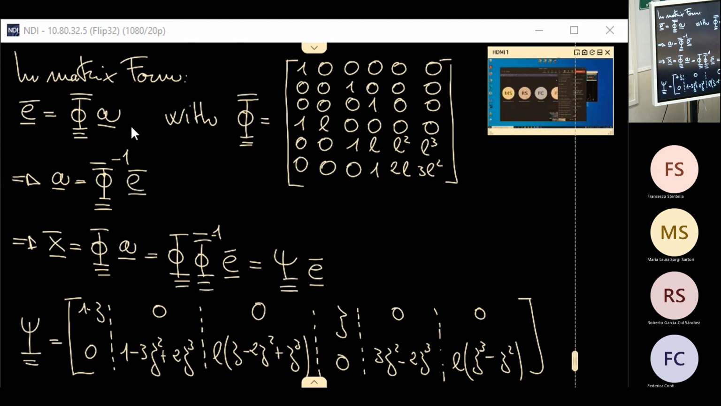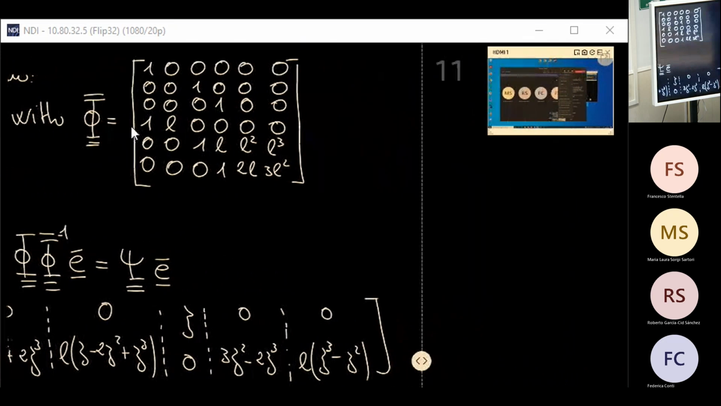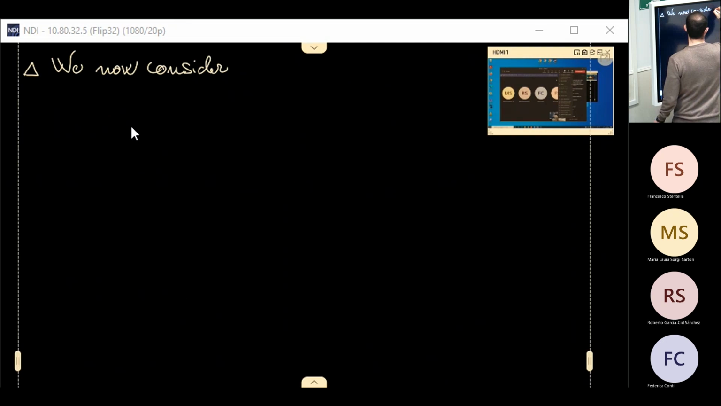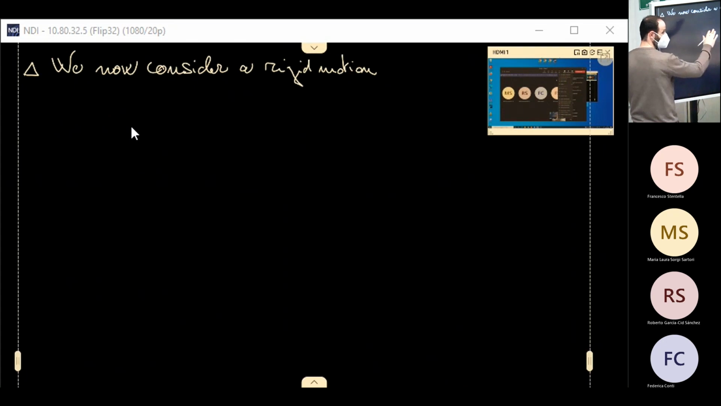Okay. Because now we consider a rigid motion. Okay, again, for this kind of element, it should be the same.